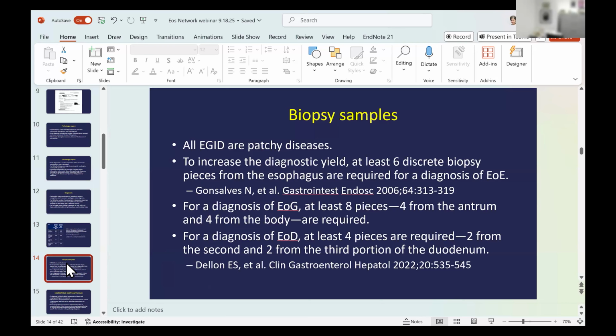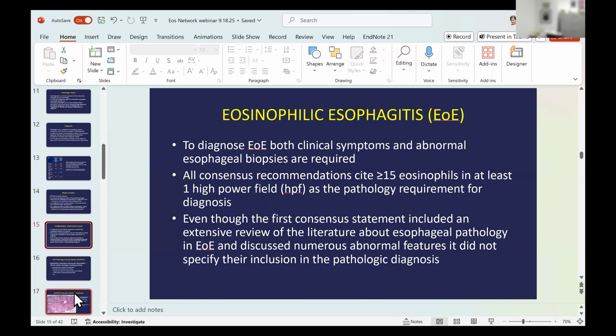So to increase the diagnostic yield, it's been shown that for eosinophilic esophagitis, we need at least 6 different pieces of the esophageal mucosa to be sure that we'll find an area that's got at least 15 eosinophils per high power field in it. For a diagnosis of eosinophilic gastritis, at least 8 pieces are recommended, 4 from the antrum of the stomach and 4 from the body of the stomach. And for a diagnosis of eosinophilic duodenitis, at least 4 pieces, 2 from the second portion of the duodenum, and 2 from the third portion of the duodenum.